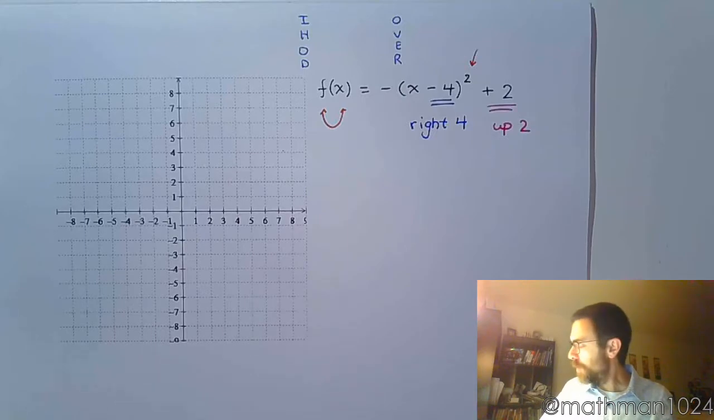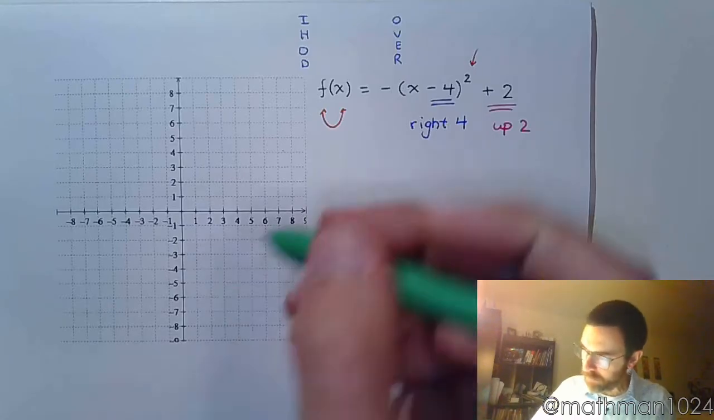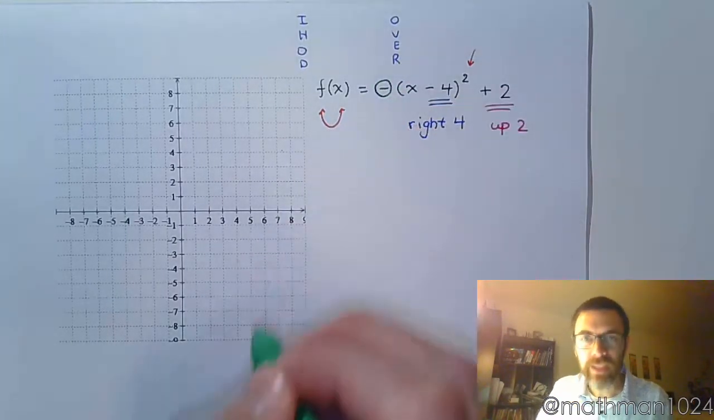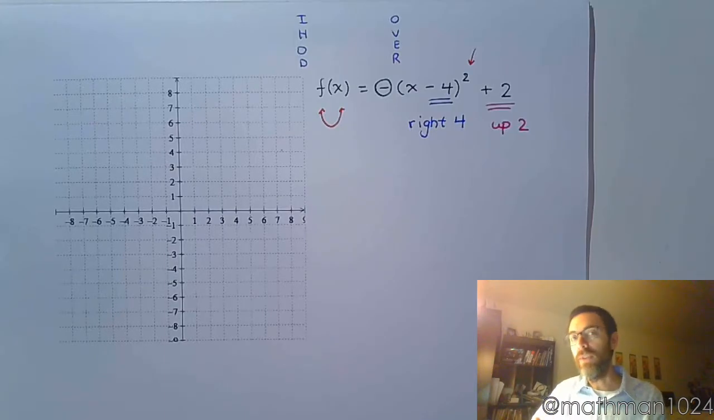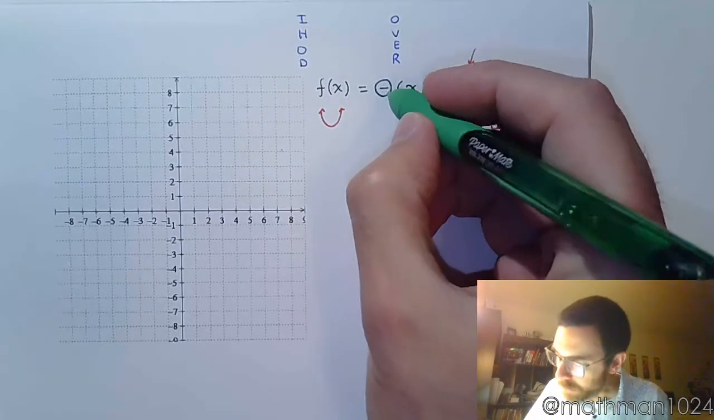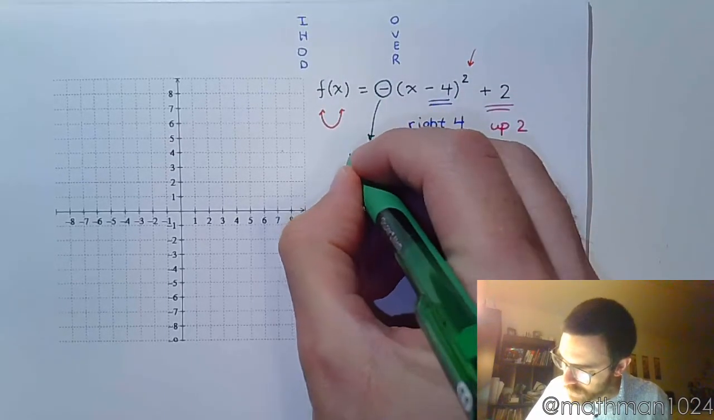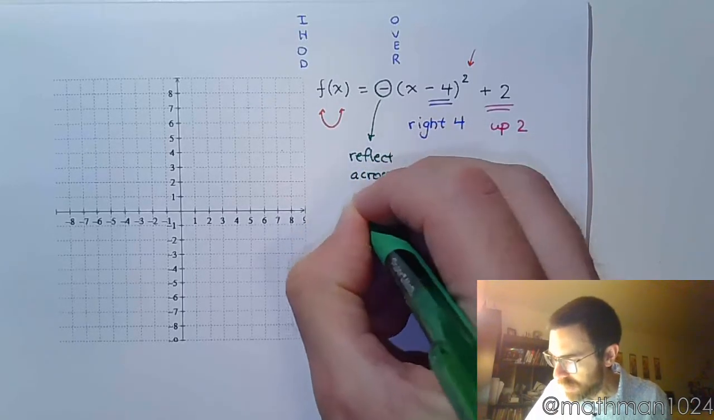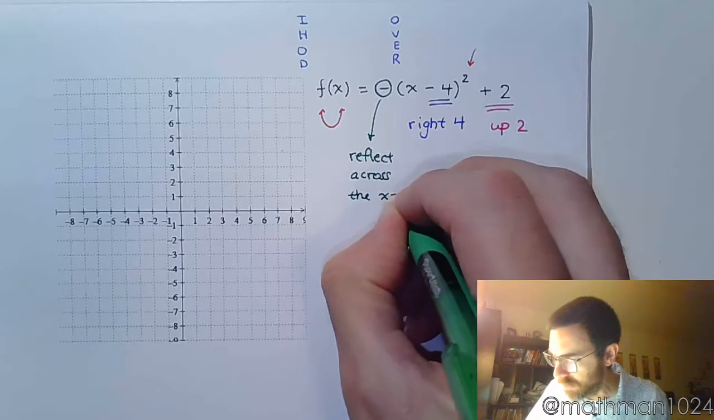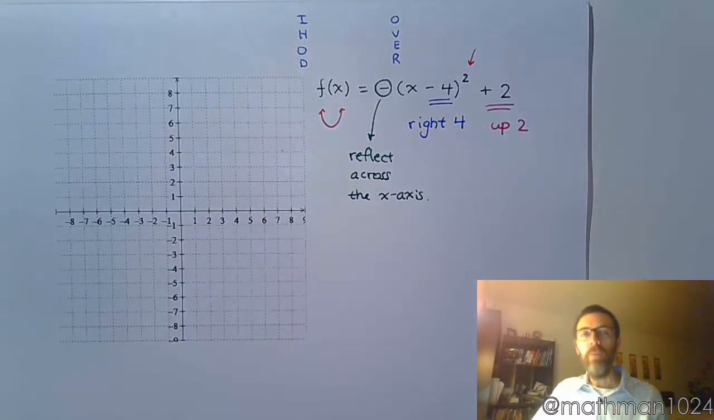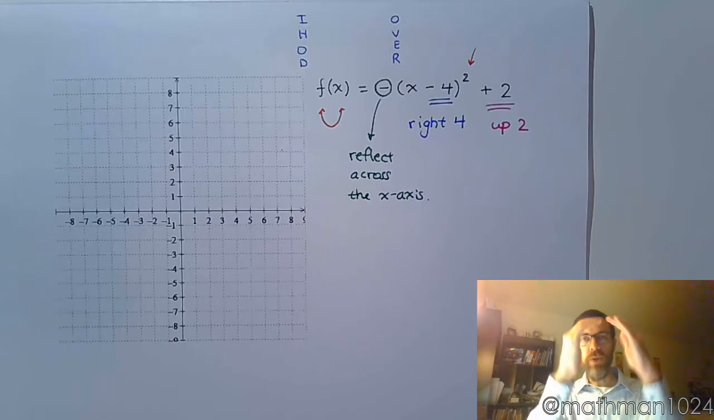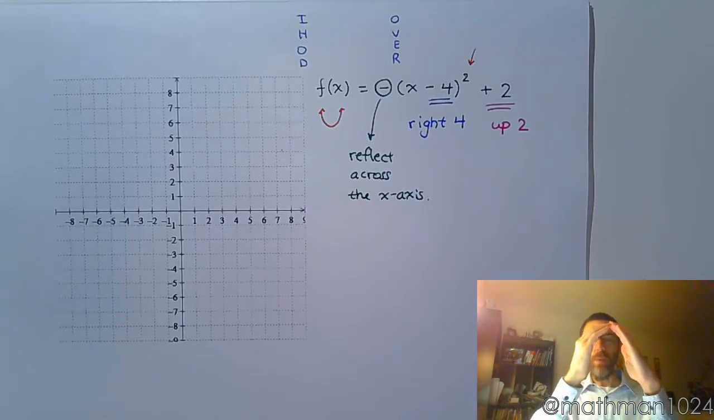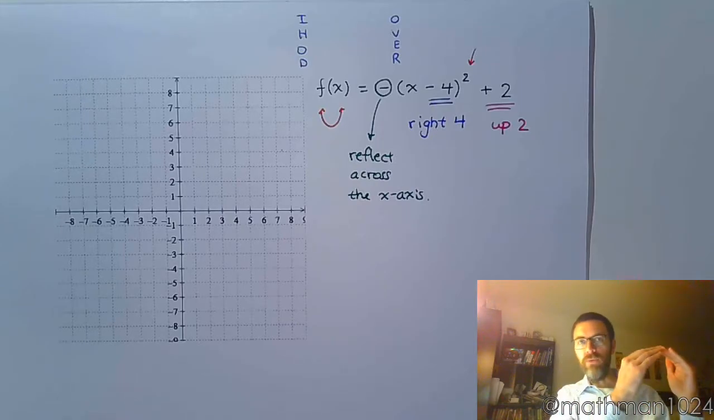There's one more thing to note here, and that is that leading negative right there. So if you have a negative in front of the main part of your function, this means that we're going to have a reflection. We're going to reflect across the x-axis. Basically, we're going to take this parabolic shape and turn it upside down. So we're going to have an upside down parabola that is going to be shifted to the right 4 and then up 2. And so that's how we graph these guys.